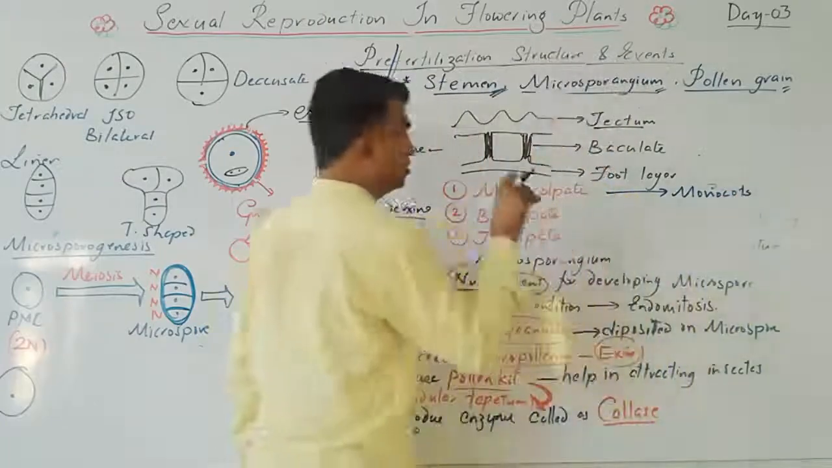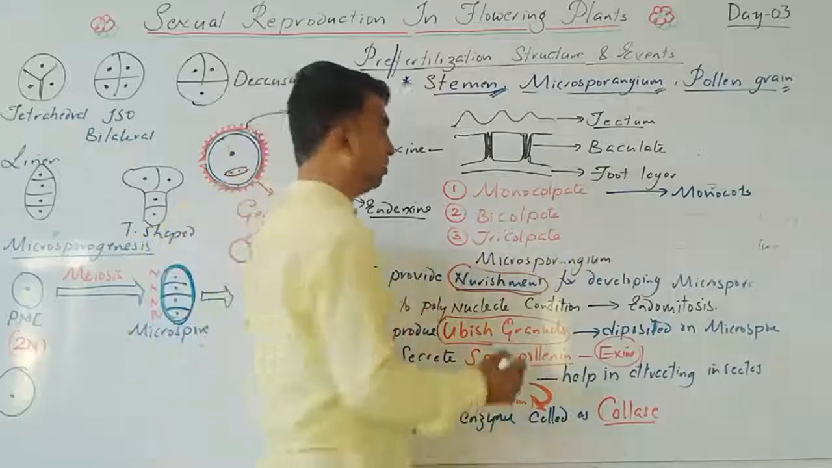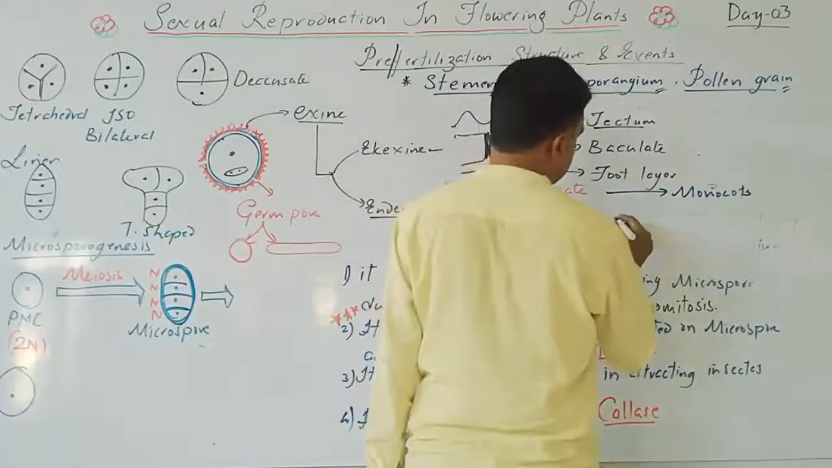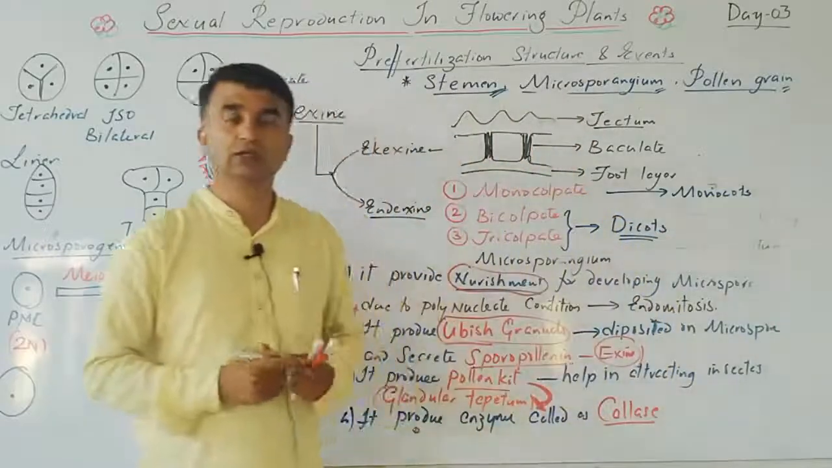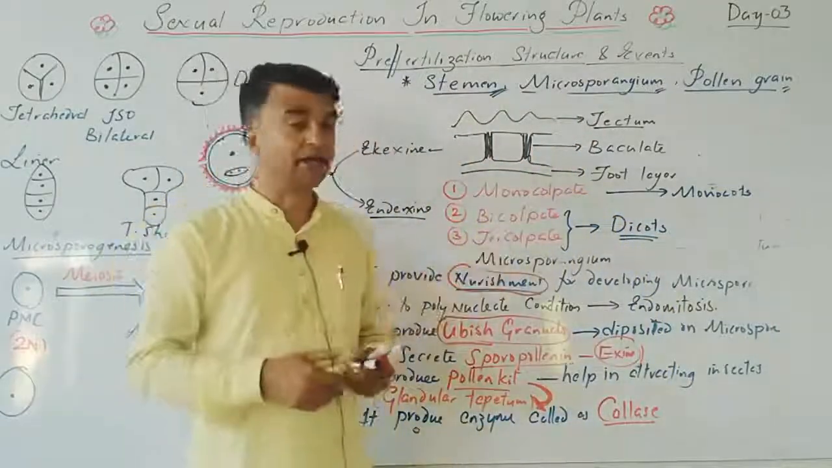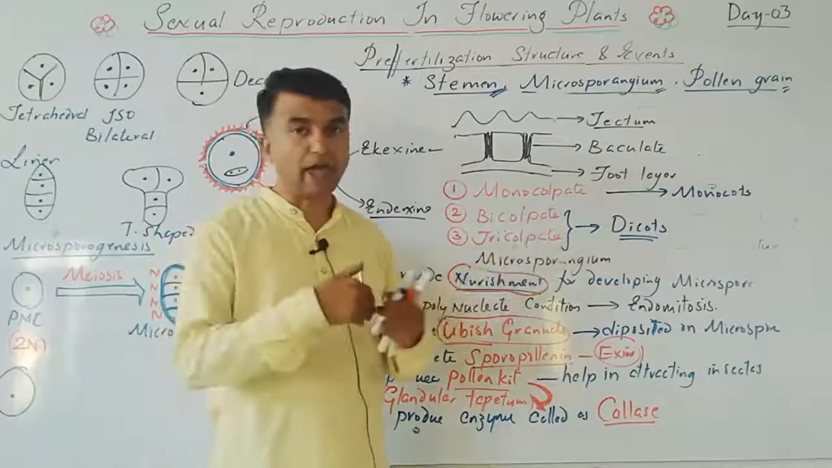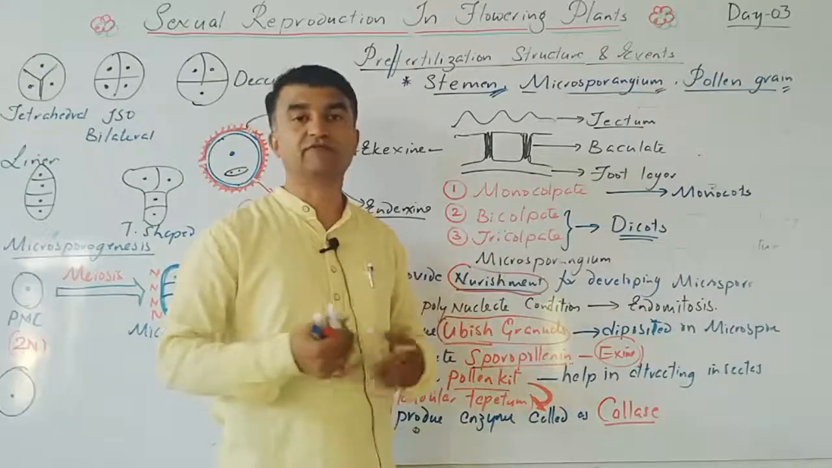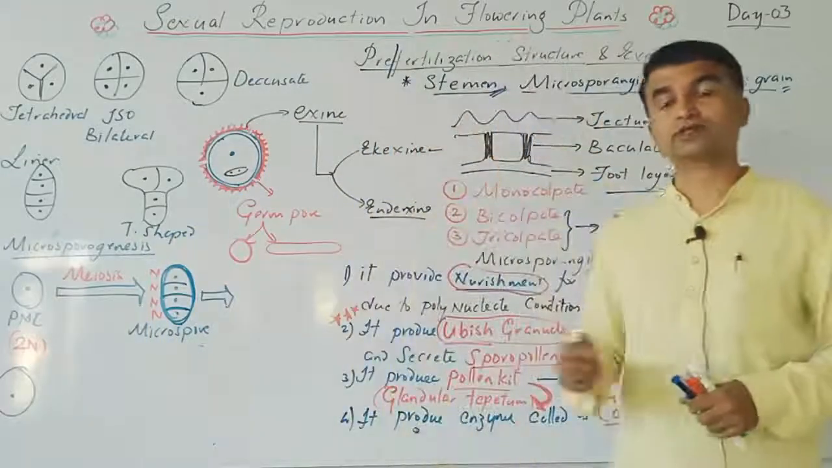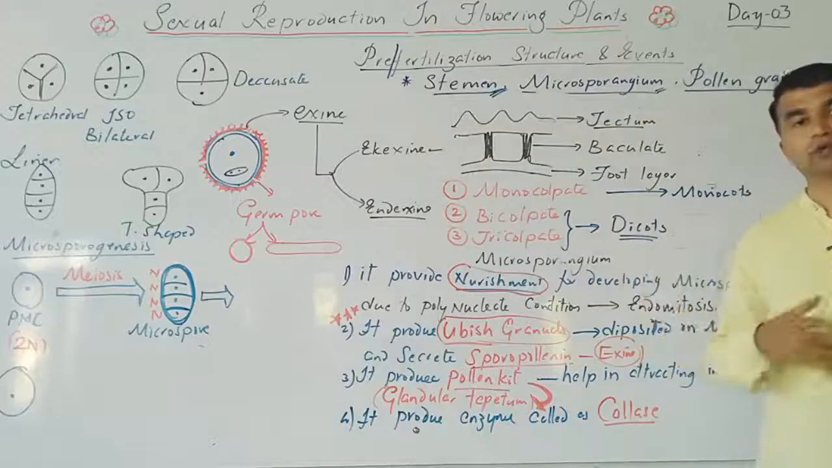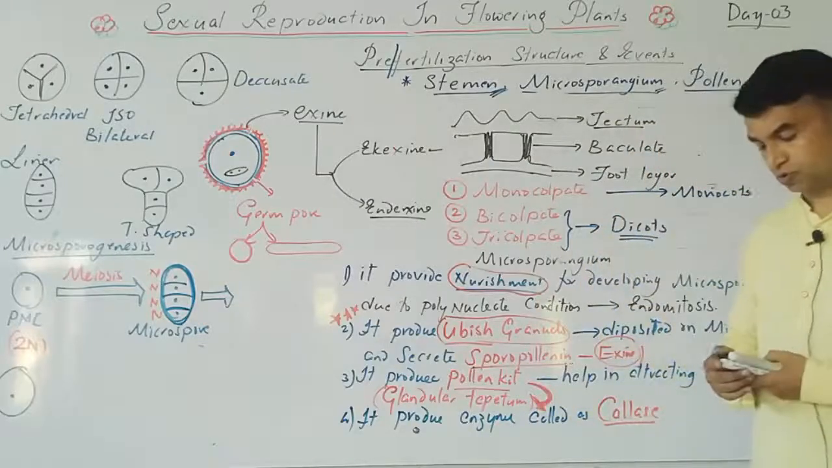Yes. So in monocolpate, there is only one germ pore, and the pollen tube comes out from there. Bicolpate and tricolpate are mostly present in the dicots. Again, if the number of germ pores is more, the angle between the germ pores is a deciding factor. Every species has a particular arrangement of the germ pores. So taxonomically, the germ pore is identified and used to decide. So this is about the male reproductive part.